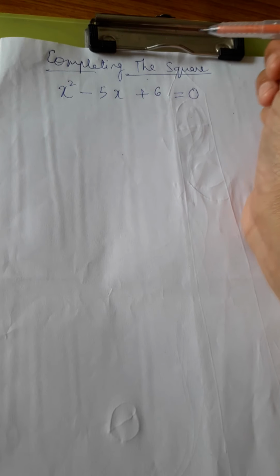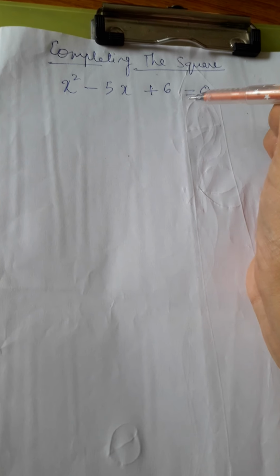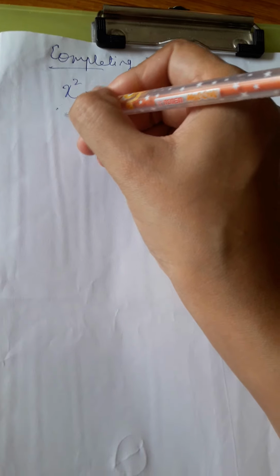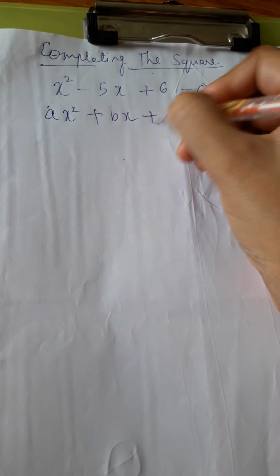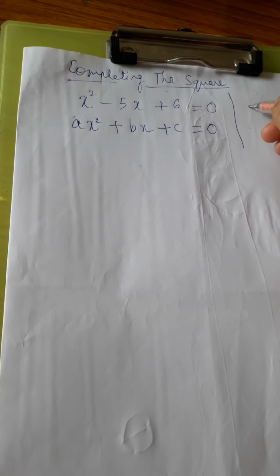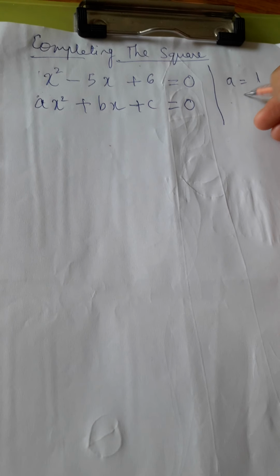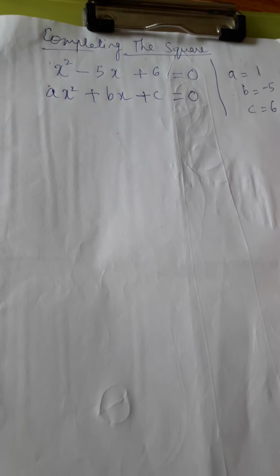Alright, so let me consider the quadratic equation x square minus 5x plus 6 is equal to 0. Let us try to compare it with the standard form ax square plus bx plus c is equal to 0. So what is my a? Here it's 1, by default. So a is 1, b is minus 5 and c is equal to 6.